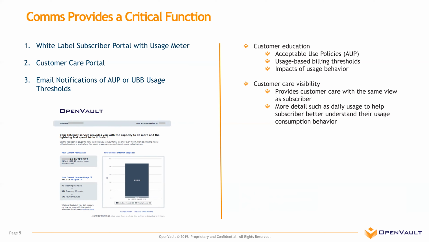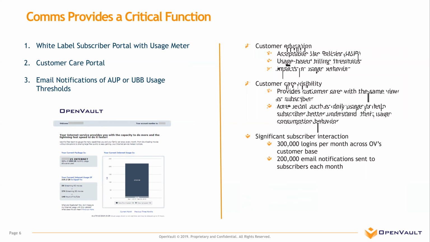So that's another function. Now, just to give you an idea of the amount of interaction there is with subscribers using this tool, we see roughly in the neighborhood of 3,000 logins per month across our customer base, and about 200,000 email notifications being sent out to subscribers each month, notifying them of where they are versus their usage allowance or where they are versus the acceptable use policy. So it's a significant opportunity to interact with customers, and it seems to be working.